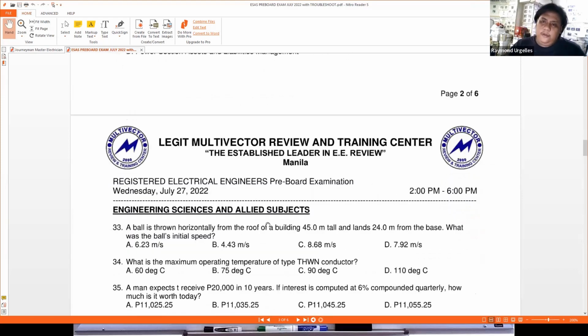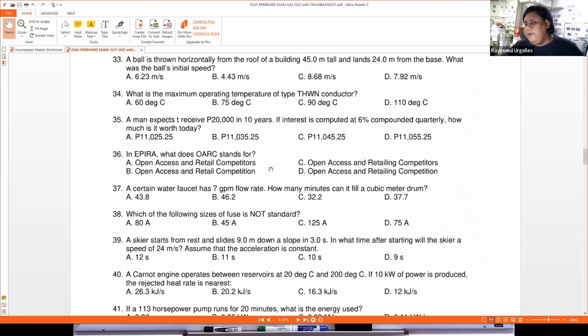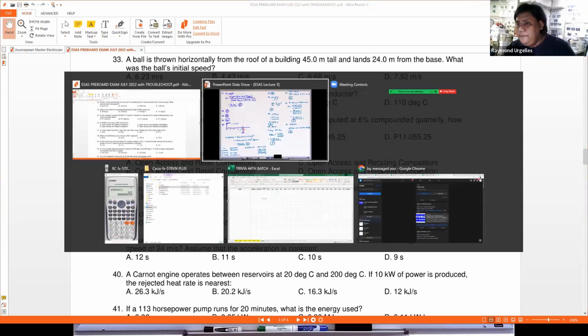Next, number 33. A ball is thrown horizontally from the roof of a building 45.0 meters tall and lands 24.0 meters from the base. What was the ball's initial speed? We can use the equation of trajectory here.